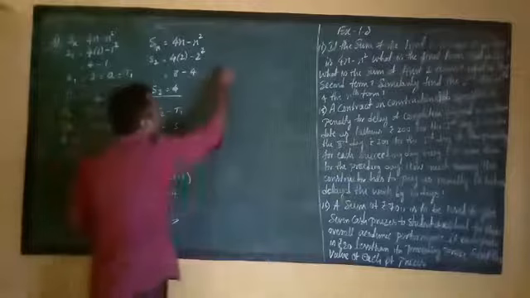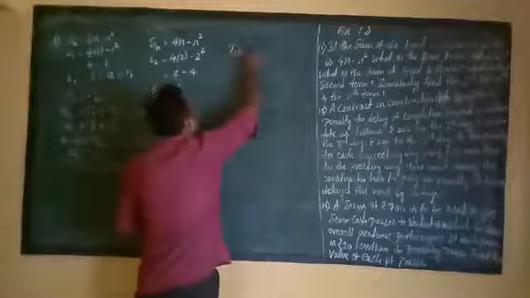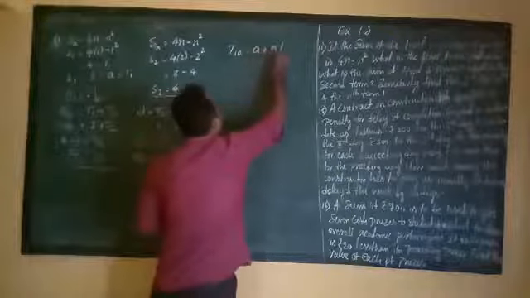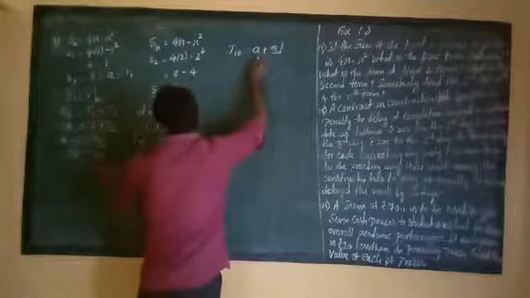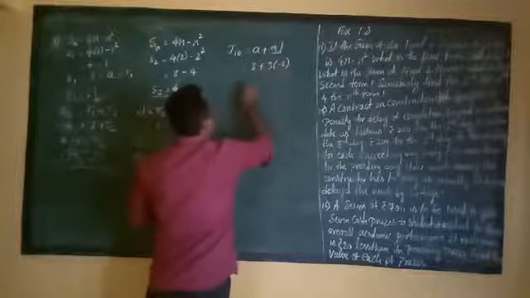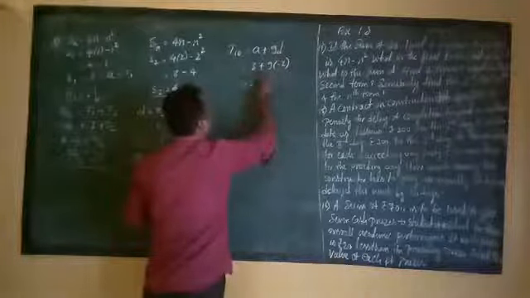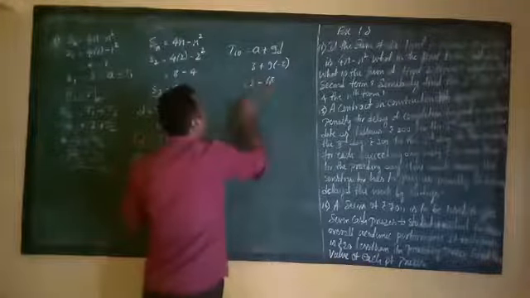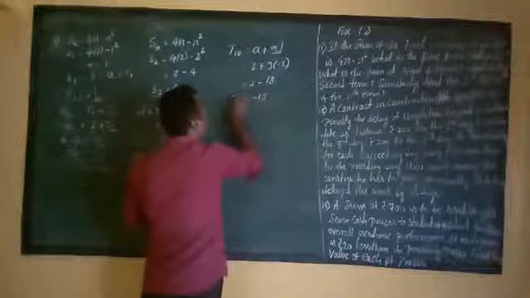Then T10. T10 is equal to A plus 9D. And A means the first term. What is that first term? 3 plus 9 into minus 2. So 3 plus 9 into minus 2, 9 2s are 18. 18 minus 3 is minus 15. This is T10.